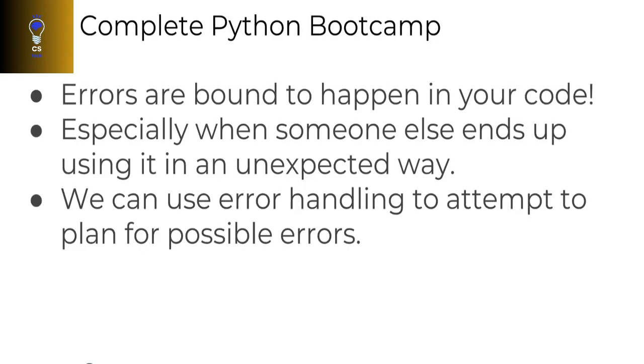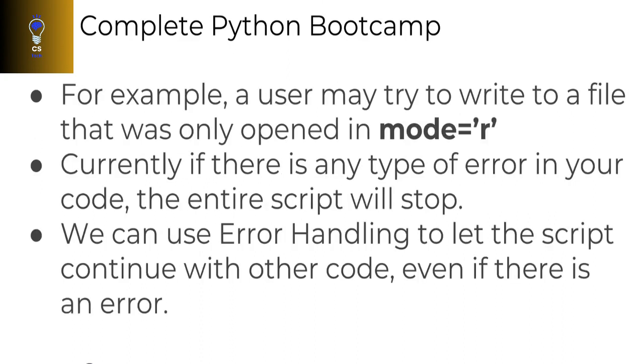Errors are bound to happen in your code. Nobody's perfect, and errors are definitely going to arise, especially when someone else ends up using your code in an unexpected way. We can use error handling in an attempt to plan for possible errors that may arise in our code in the future. For example, maybe in some part of your code you try to open up a file. So later on, someone else is using your code, and the user may try to actually write to the file when it was actually only opened with the mode R for reading.